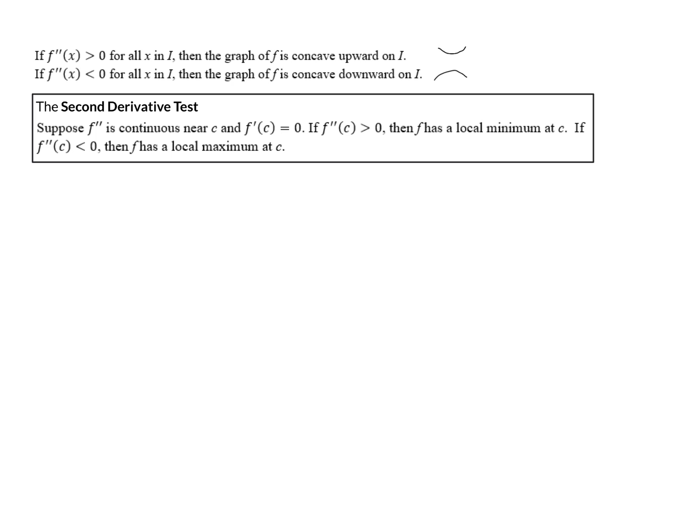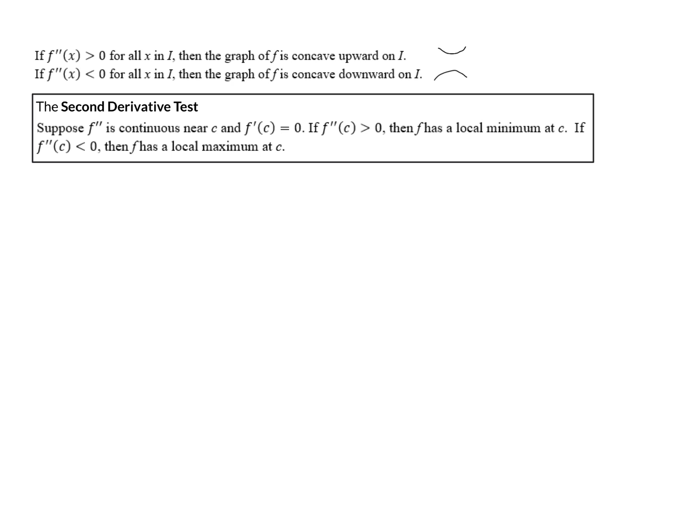The second derivative test says, suppose that the second derivative is continuous near c and f prime of c equals 0. So we know we're at a critical number because the first derivative is equal to 0. If the second derivative is greater than 0, then f has a local minimum at c. And if the second derivative is less than 0, then f has a local maximum at c.